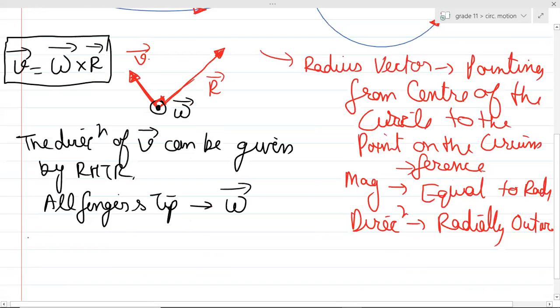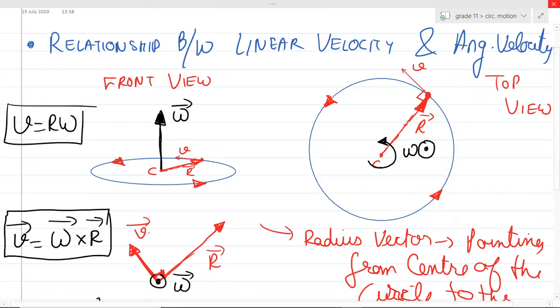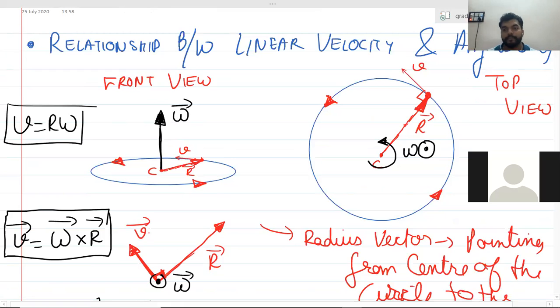Then curl the fingers towards R. First, all the fingers are coming towards me. Can you see when I curl them? It is not visible from here, but it is happening like this. When I curl in terms of R, my thumb points in the direction of the velocity vector. Try to do this on your own.